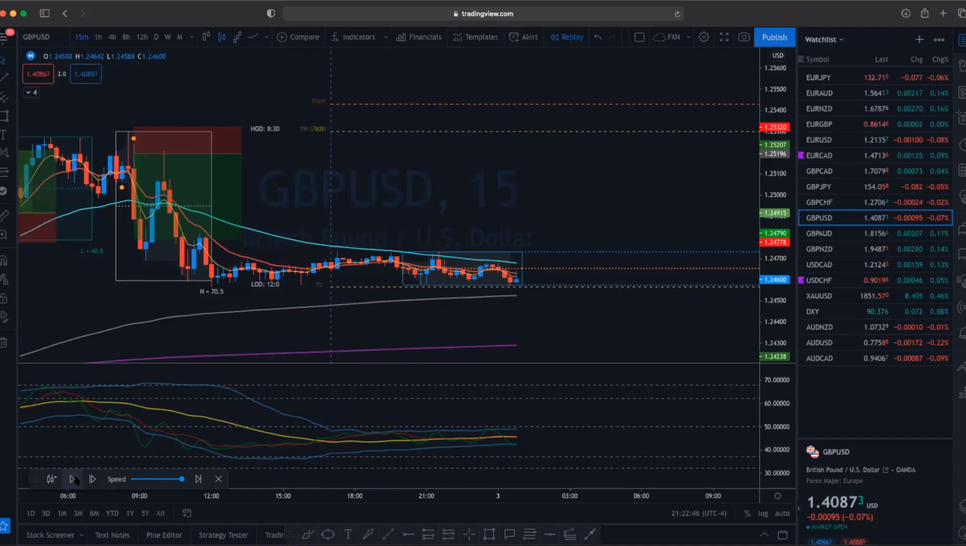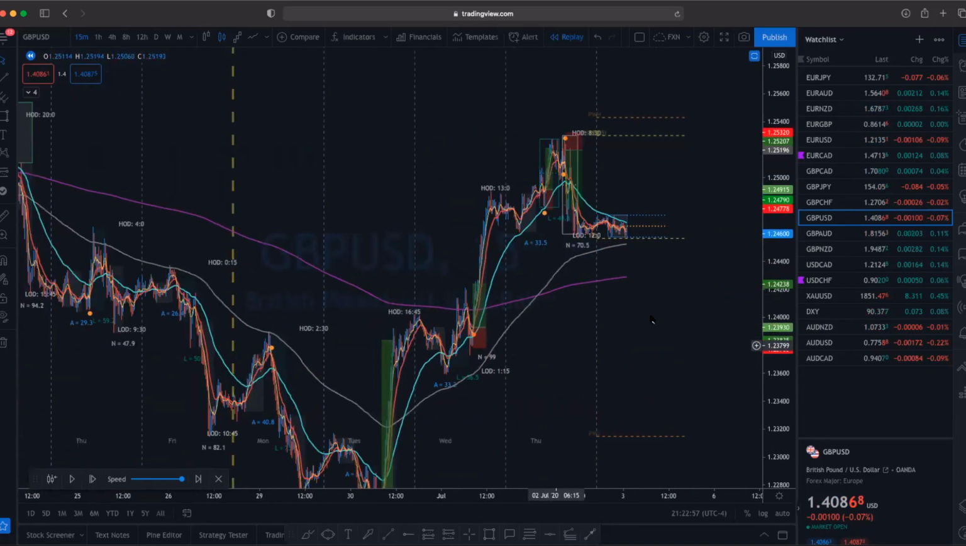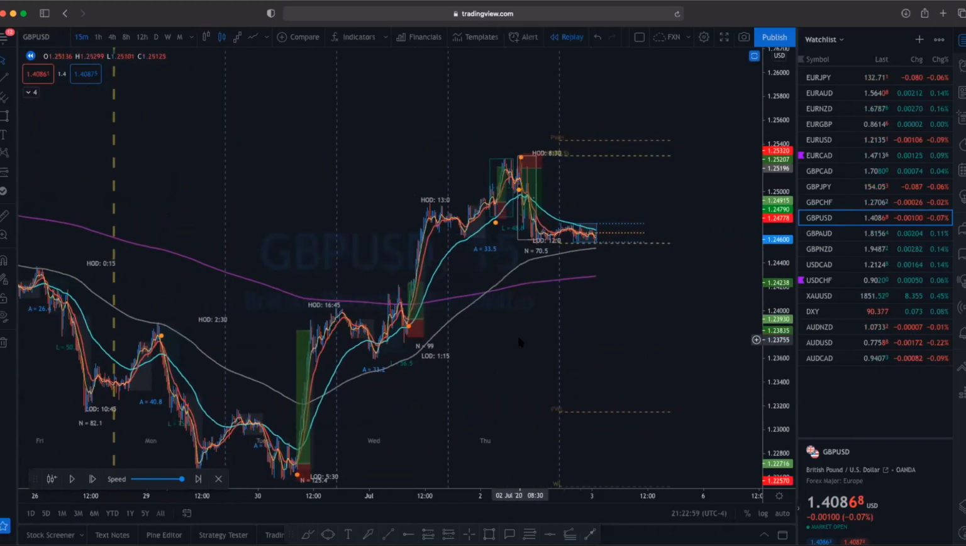All right, so it is Friday. I hate trading Fridays. For this to be the right trade on a Friday, it would need to be a buy, for me. I wouldn't be taking any sells. I'd be looking for buys.